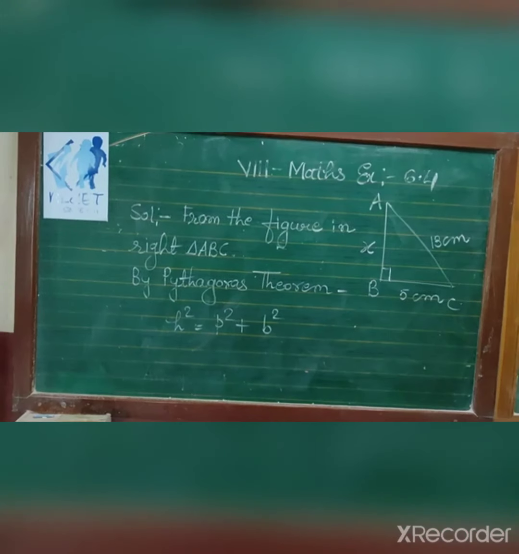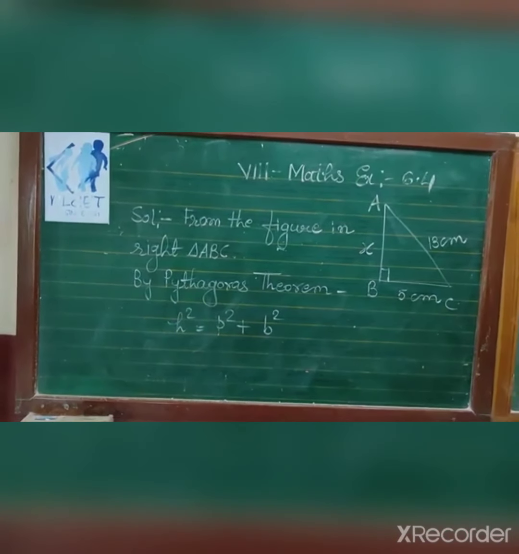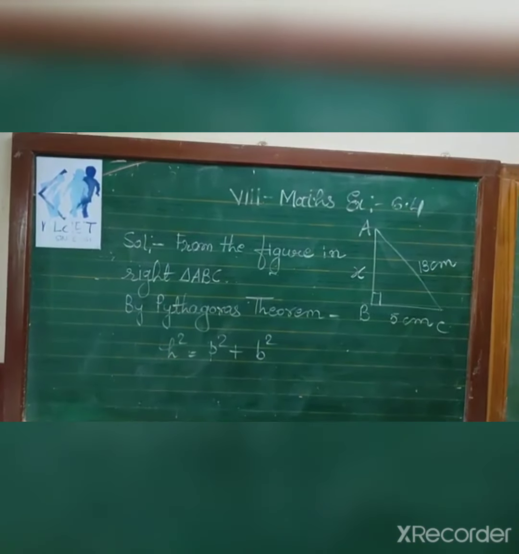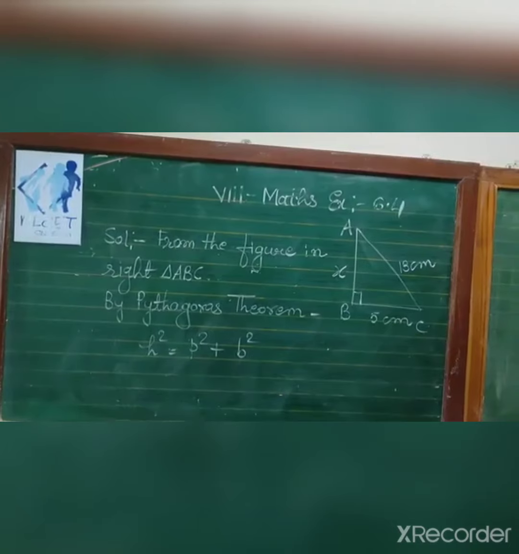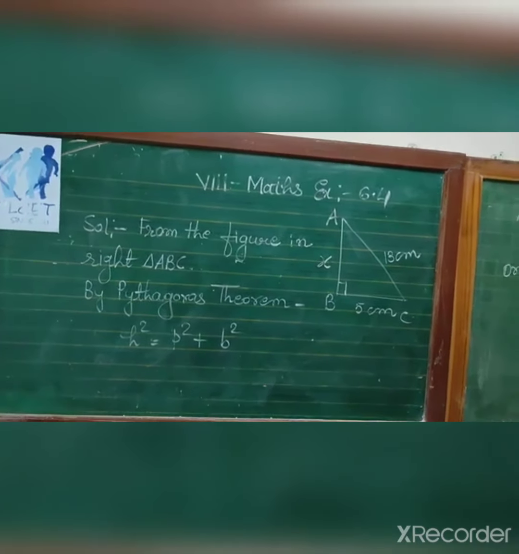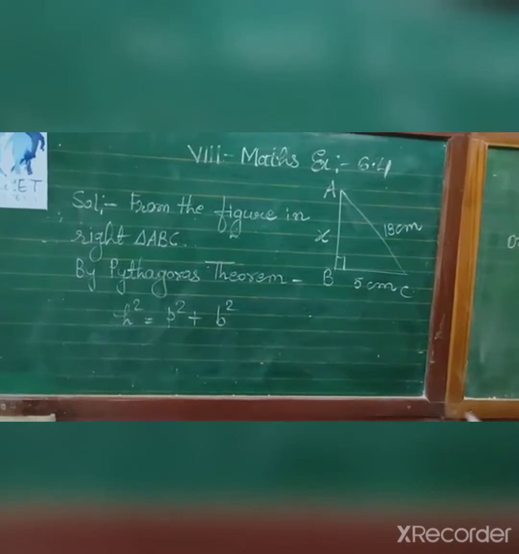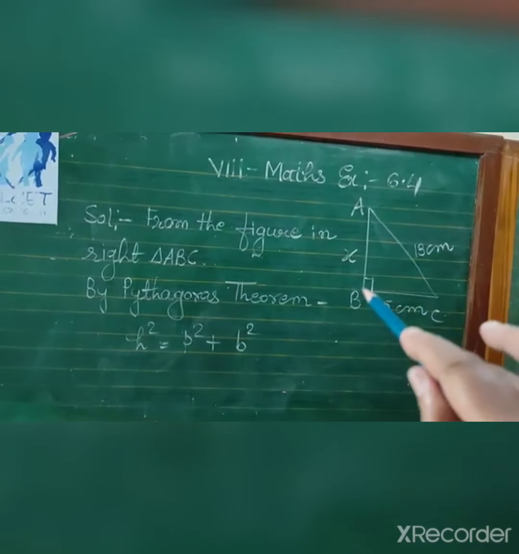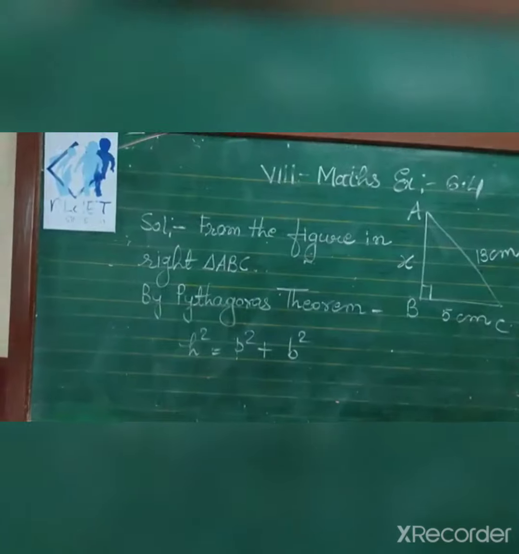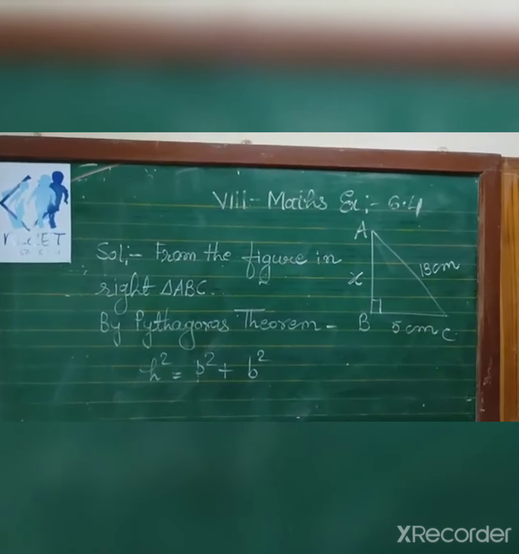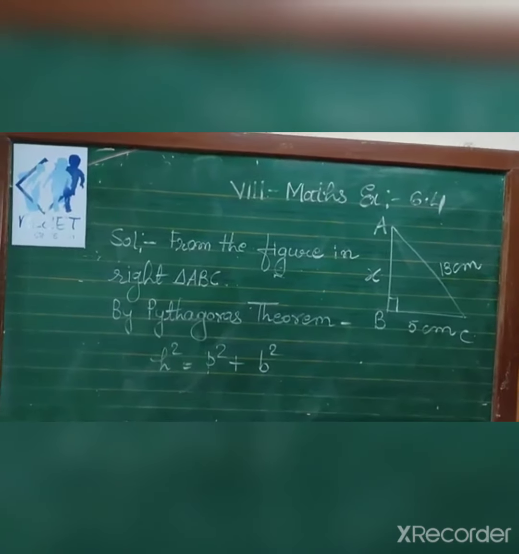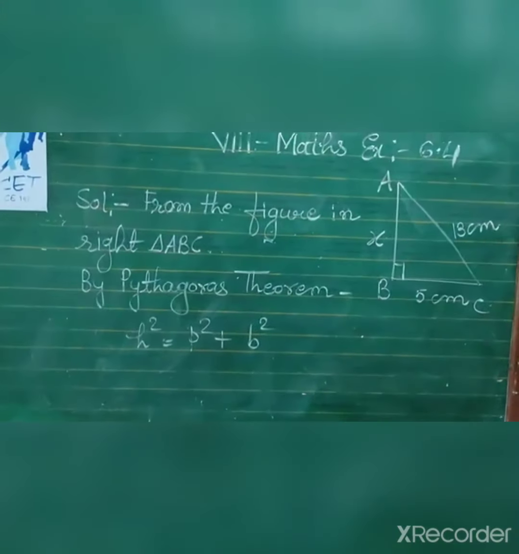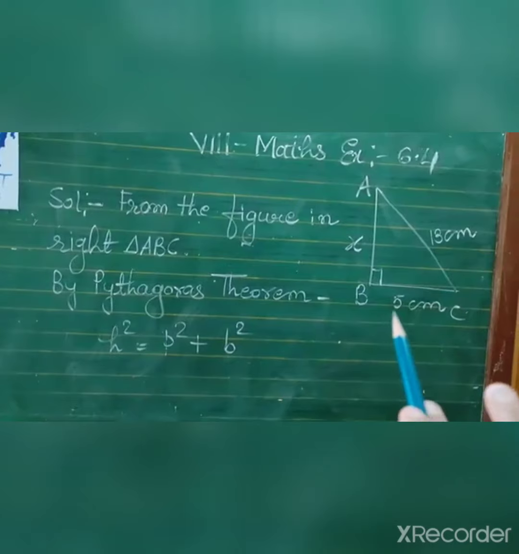Okay. Now part B of the 7th question. In a right triangle ABC, angle B is equal to 90 degrees. If AC equals 13 centimeters, BC equals 5 centimeters, find AB. You can see here in the figure, BC equals 5 centimeters, AB we have to calculate, and AC equals 13 centimeters, with B the right angle. From the figure, in right triangle ABC, we can use the Pythagoras theorem. In the Pythagoras theorem, hypotenuse square will be equal to perpendicular square plus base square.